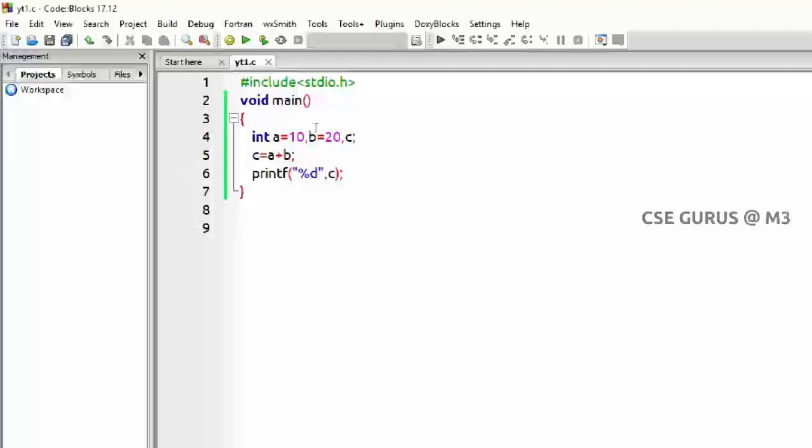We can see it with a program. Let us suppose I have taken this very basic program. A value is 10, B value is 20, and C is one more variable. All these are integers. C is equal to A plus B. A value is 10, B value is 20, so they will be added as it is a plus operator, and C value will become 30. I'm printing it, of course it is an integer. I just want to execute this one.